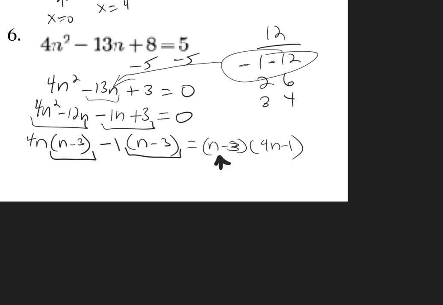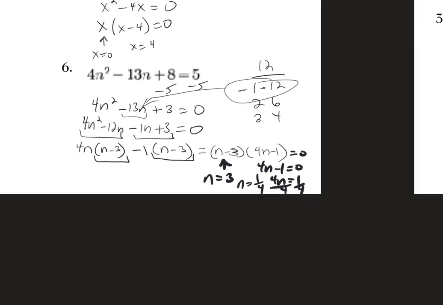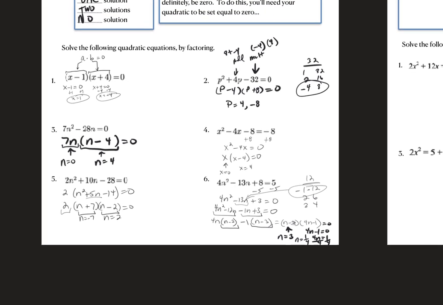I see that one solution is going to be 3. This other one, 4n minus 1 equals 0. Add 1 to both sides. Divide both sides by 4. This solution is positive 1/4. Can that happen? Yes, it can. You can have a solution that is not a whole number or integer. You can have one that is represented by a fraction.